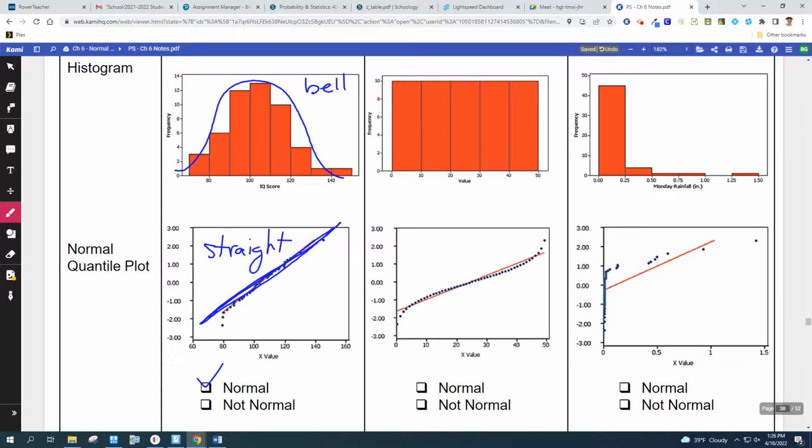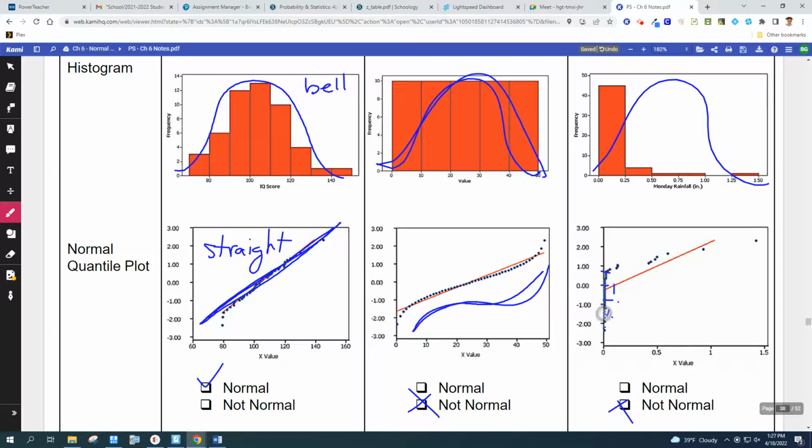But as soon as you get to this other example, this does not look bell-shaped. And this one has a pattern. See how it's kind of a wave pattern? That's not a straight line. So we have not bell-shaped, not a straight line. We're thinking this is not normal. This one, not bell-shaped. We can already tell this is not going to be normal. Also, you look at these dots, dot, dot, dot, dot. That's not a straight line. We're thinking not normal.